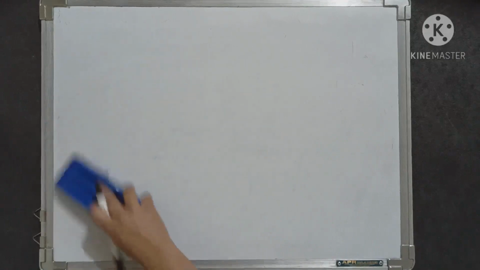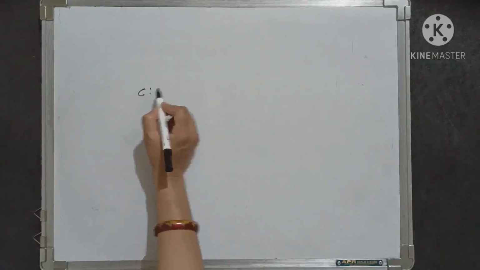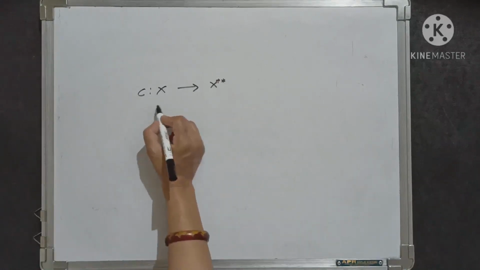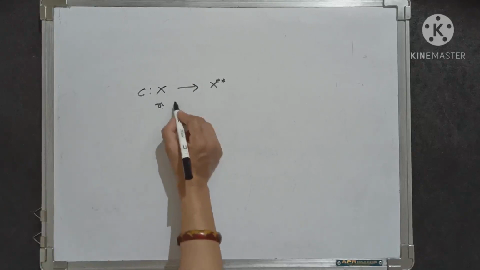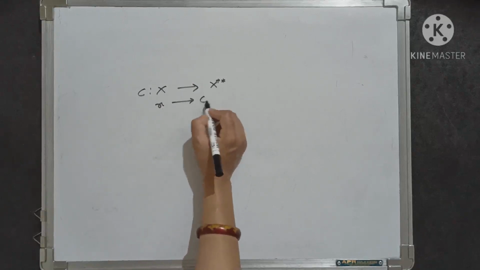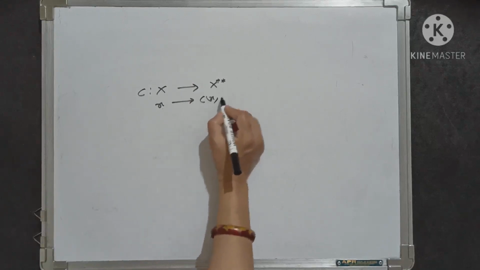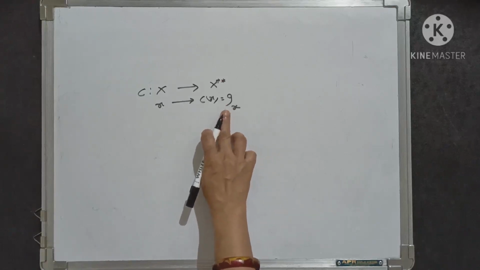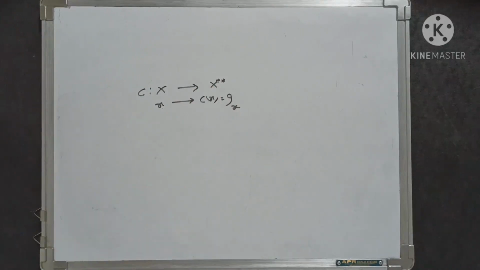Now we have to show that our canonical mapping, which is from X to X star, takes the element small x belonging to capital X to the element C of x. C of x is nothing but g_x, which is a linear functional on X star. This is our canonical mapping. Now we show that this canonical mapping is an isomorphism.